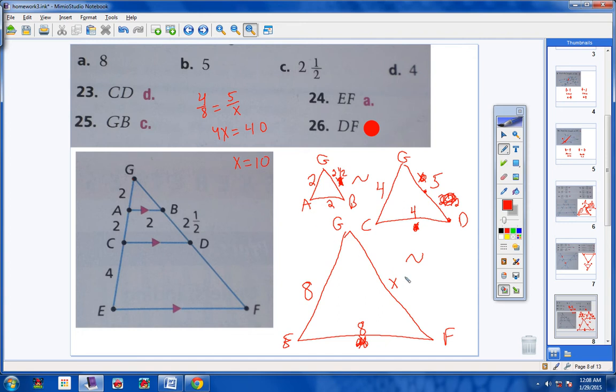So I know this whole length here is 10, all the way from G all the way down to F. Now, this is 2.5 here. From here to here is 2.5. From here to here is 2.5. So this whole length here is 5. So DF then has to be 5, because 5 plus 5 gives you 10. So the answer is 5, which is letter B. Okay? If I've gone too fast, just back it up and watch it again, okay?